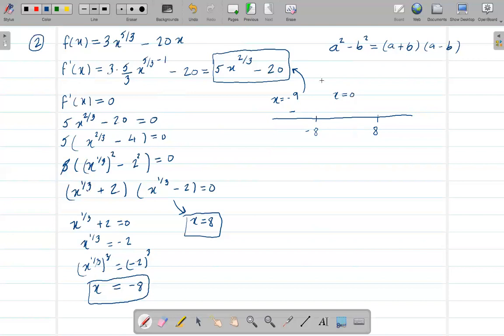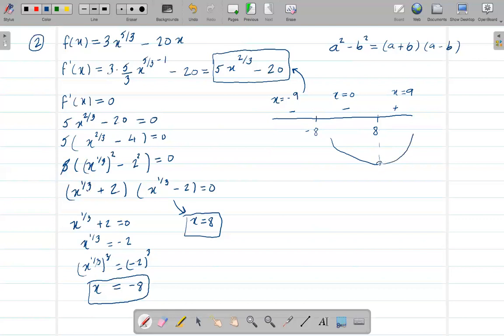And again, if you pick any point in between, if I say x is equal to 0, you can easily see that this is gone. So we just have a negative number, -20. So this is also negative. And if I pick any point on this side, let's say x is equal to 9, then you will get a positive number. So negative, negative, we have the same sign here, but here we have a sign change. So on this side it is decreasing, and from this point, it is increasing.